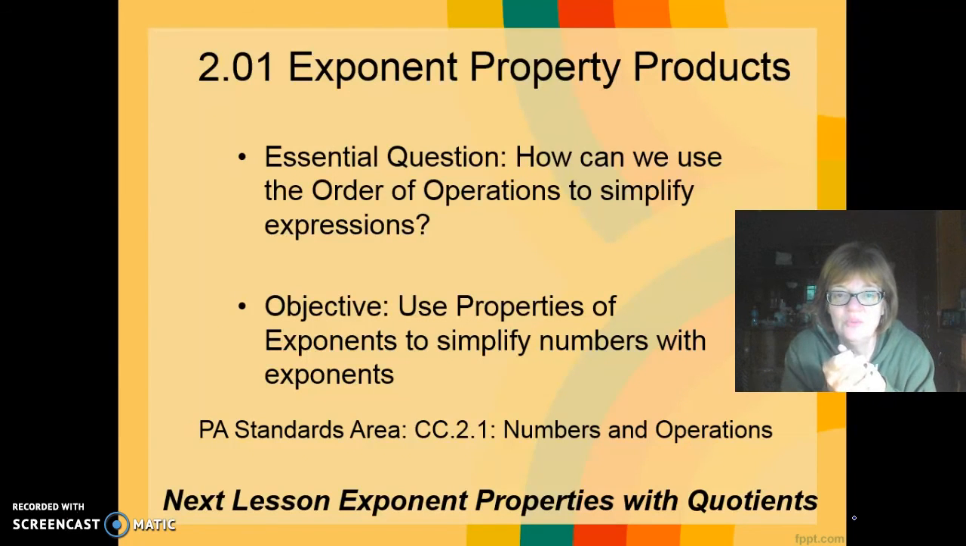So we're going to continue with our essential question until we are so good at order of operations we can do them in our sleep. And I want you to know all about exponents and all the shortcuts that they can give us.